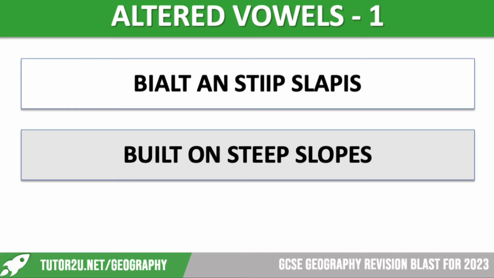So we have built on steep slopes. So often these squatter settlements are built on the edges of urban areas. And that tends to be on steep slopes, particularly in a city such as Rio, which is surrounded by great big hills and mountains. Now, building on steep slopes isn't particularly easy. It also is quite dangerous because if you have heavy rainfall, then you can have landslides when the houses get washed down the steep slopes.